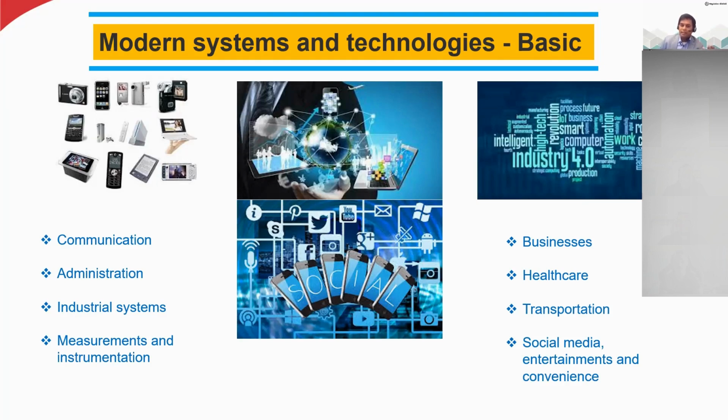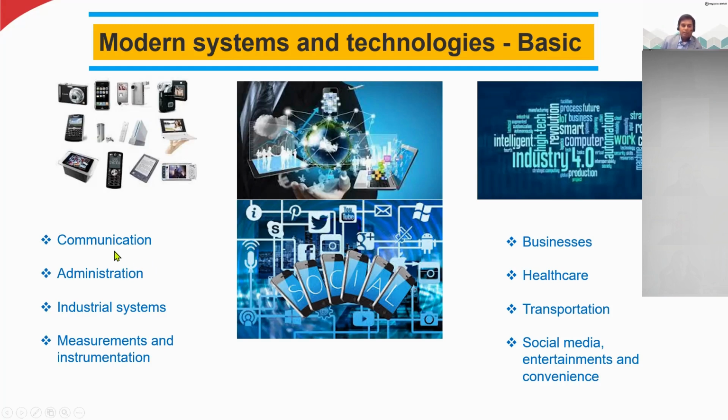Because of the advancements in these technologies, there are so many modern systems nowadays. It's not a matter what kind of industry it is. We have more advancements in technologies, and we have more advanced and modern systems. So for example, in the communication industry, the mobile phone is just one simple and small example.